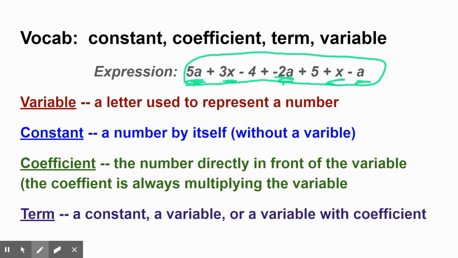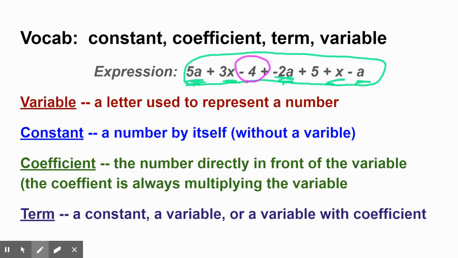So constant. Remember, a constant is a number by itself. Remember, a constant means, by definition, something that doesn't change, right? So a variable changes, right? So that A could be something different in each different equation, but a constant like a negative 4 or a positive 5 that you see in this expression here are always that value. So they're constant. They don't change. So remember that a constant is just a number.